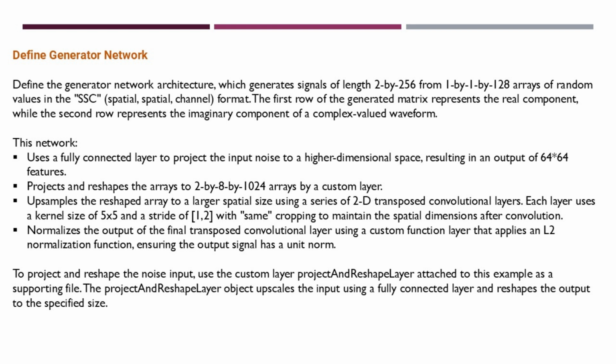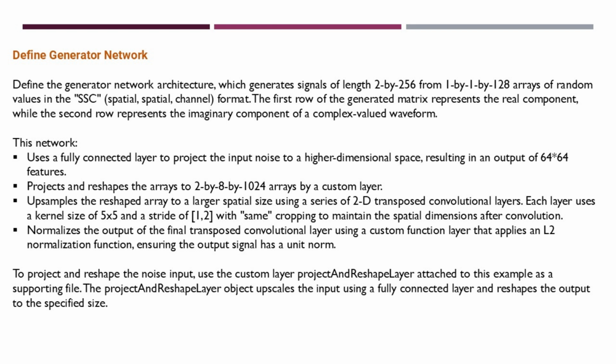Projects and reshapes the arrays to 2 by 8 by 1024 arrays by a custom layer. Upsamples the reshaped array to a larger spatial size using a series of 2D transpose convolutional layers. Each layer uses a kernel size of 5 by 5 and a stride of 1 by 2 with same cropping to maintain the spatial dimensions after convolution. Normalizes the output of the final transpose convolutional layer using a custom function layer that applies an L2 normalization function, ensuring the output signal has a unit norm.